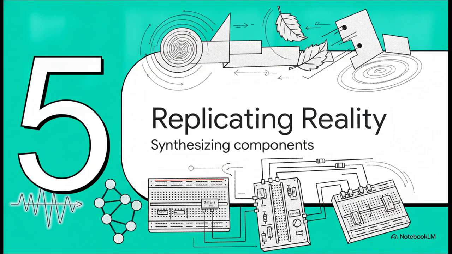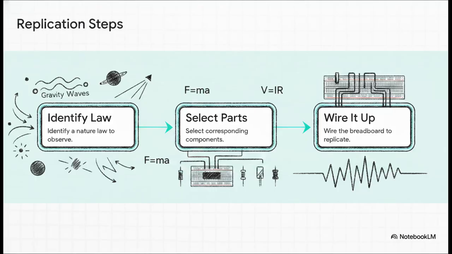Okay, let's wrap this up in Section 5, Replicating Reality. This elegantly breaks down the whole conceptual procedure, and it's remarkably straightforward. Step 1, you identify the natural law you want to study. Maybe it's Newton's second law, or the damping of a pendulum. Step 2, select your corresponding electronic components, mapping force to voltage and velocity to current. And Step 3, wire the breadboard. You are literally wiring reality into existence.